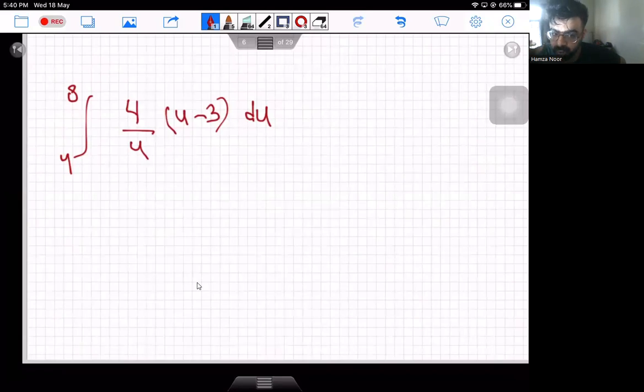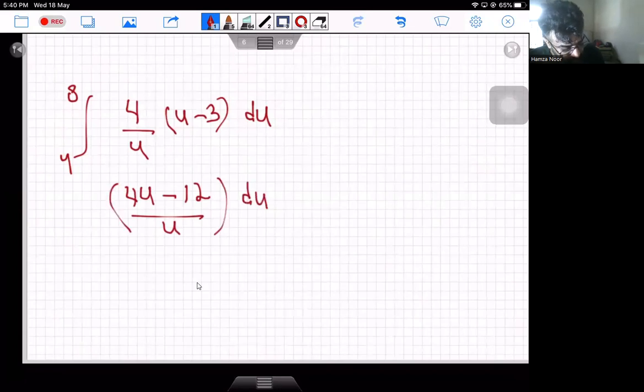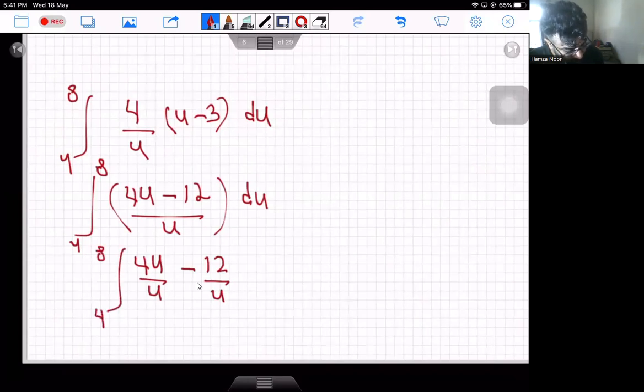Now the quotient is in this form. Now what we can do, we can expand and then simplify. So 4u minus 12 completely over u. We need to integrate this with respect to u with upper limit 8 and lower limit 4. And this can be simplified as 4u over u minus 12 over u, upper limit 8, lower limit 4.